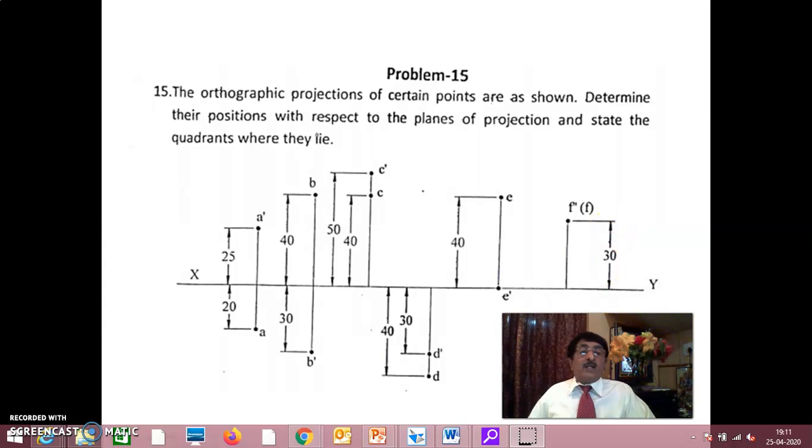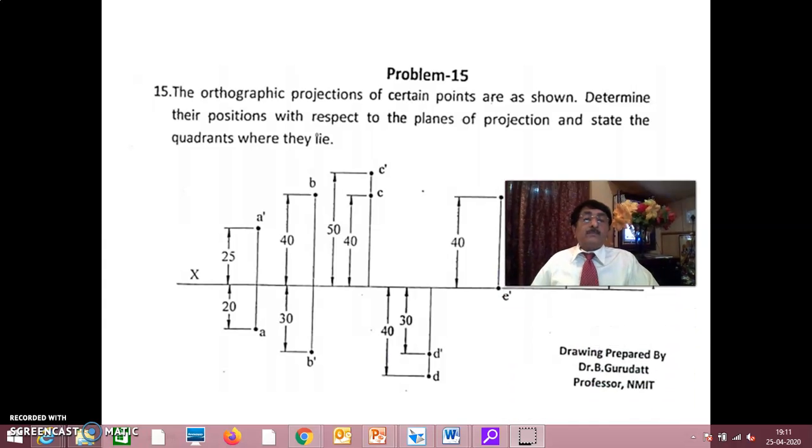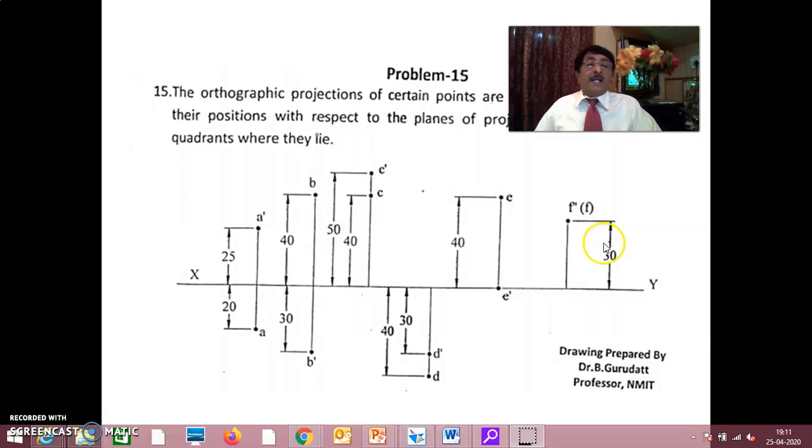Now if you look at F double dash F, it is again like this, no? It is a second quadrant problem like this. Here F dash and F both are this. Second quadrant problem, you are aware, it is behind VP, above HP. That means for F dash F, it is 30 mm only. That means the point F is located in the second quadrant, 30 mm behind VP and 30 mm above HP.